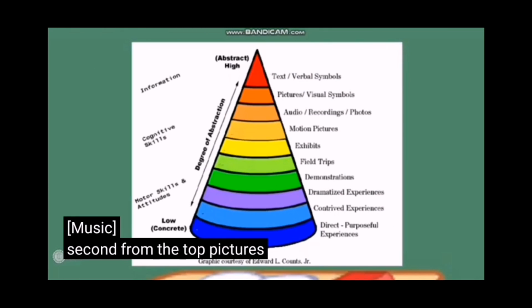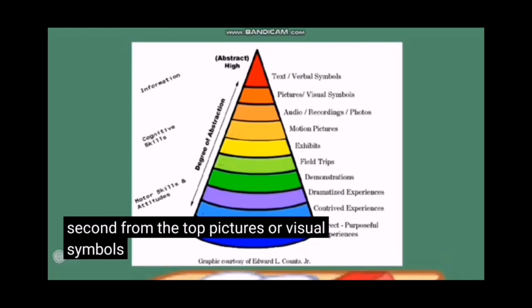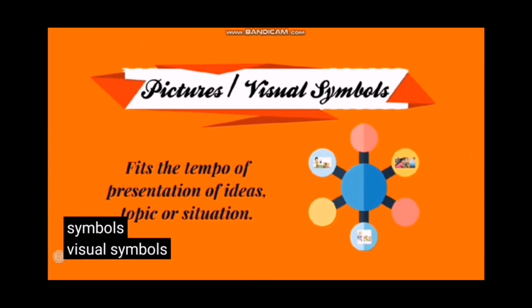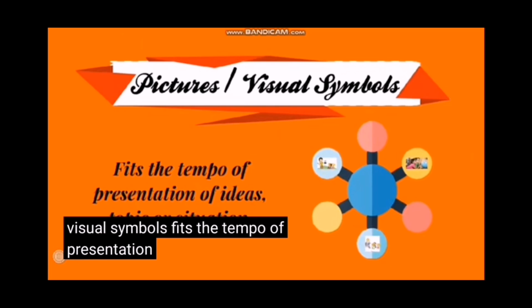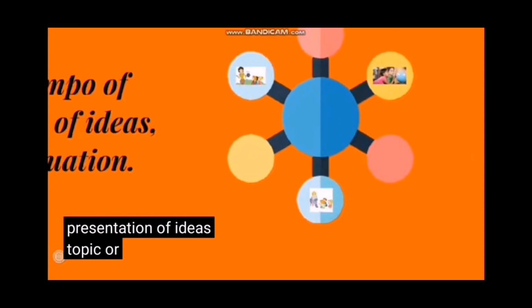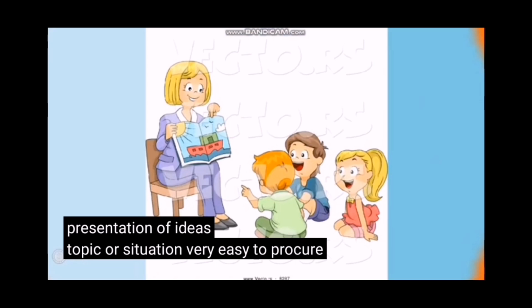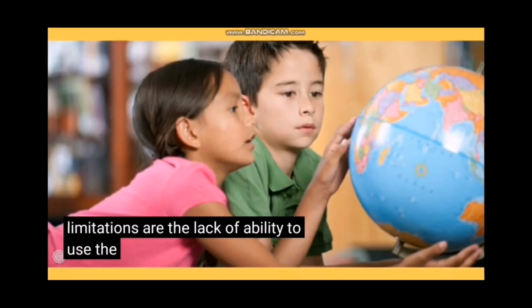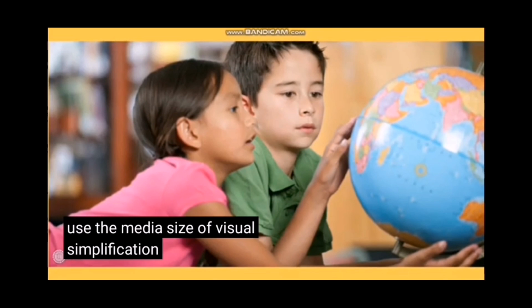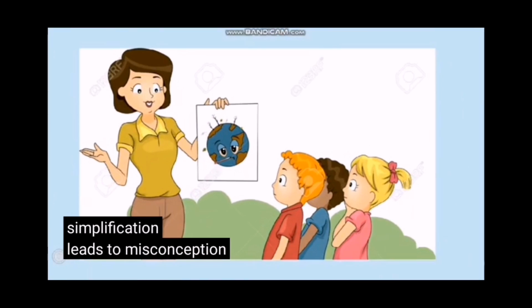Second from the top, pictures or visual symbols. Visual symbols fit the tempo of presentation of ideas, topic, or situation. Very easy to procure and prepare. Limitations are the lack of ability to use the media, and the size; visual simplification leads to misconceptions.